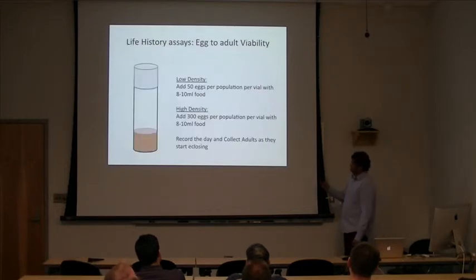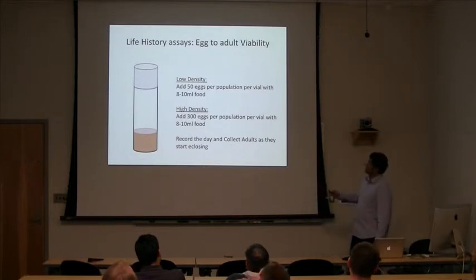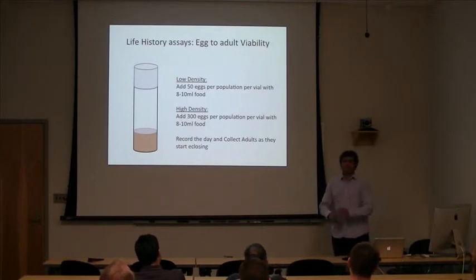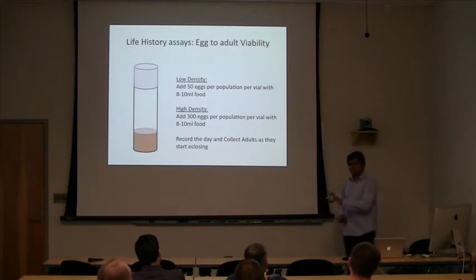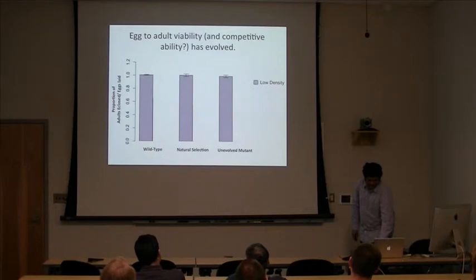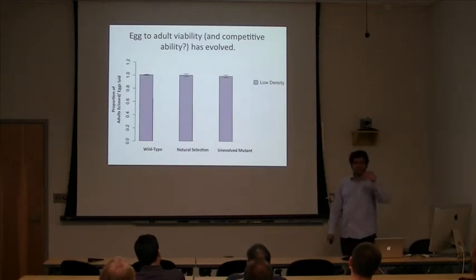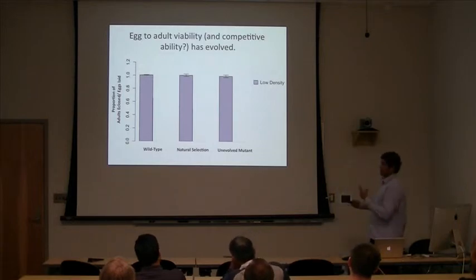So we looked at viability, and we did it in two ways. First, we gave them 8 to 10 ml food, 50 eggs, perfect conditions for growth, no stress at all. And then we let them grow in high densities. Now remember, most of these populations are grown at high densities, so it is their evolution regime basically. And we looked at how many flies, when we introduced the eggs, how many adults did we recover at the end of the hatching period or eclosion period.